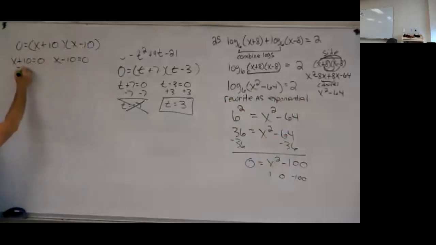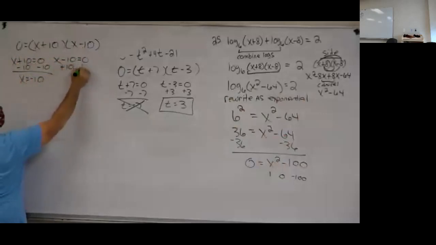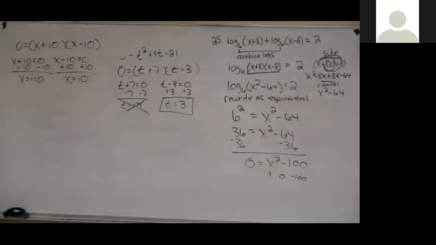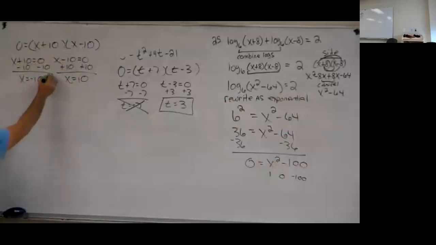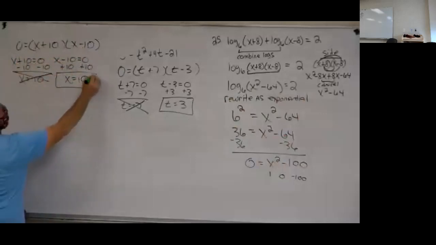All right, y'all, so the first one, I'm going to subtract that 10. I'm going to get my x equals negative 10. Second one, I'm going to add 10 and get x is a positive 10. So the answer is x equals positive 10. Y'all hear that? I got another negative answer. We're going to kick it off. Good job. So the only answer is x is a positive 10.